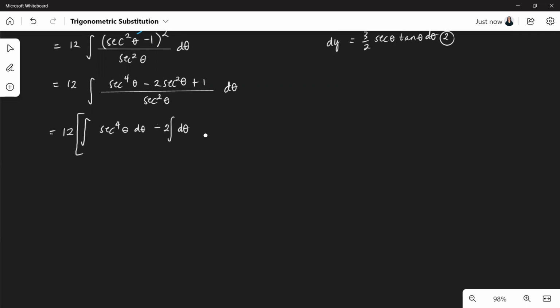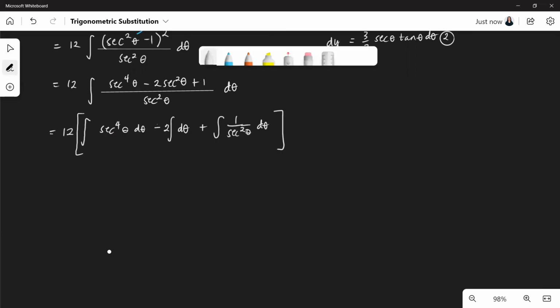Again, dividing secant squared by secant squared for the second term. And then for the third term, we have 1 over secant squared. So we have plus the integral of 1 over secant squared theta, because we need to use different formulas, different methods in integrating each term. So for secant raised to the power of 4 divided by secant squared, this must be secant squared and not secant raised to the power of 4.